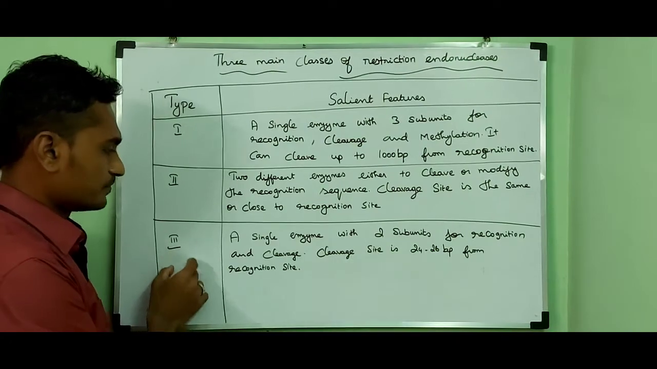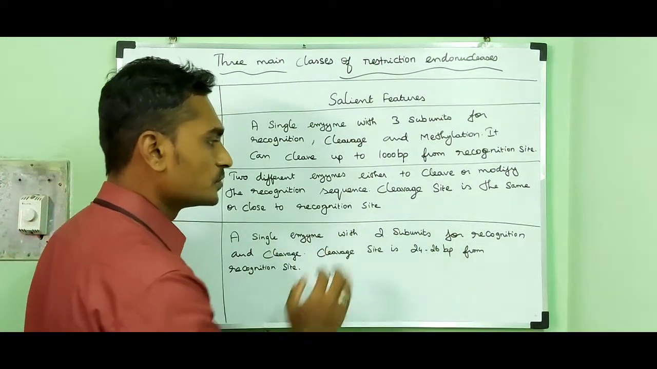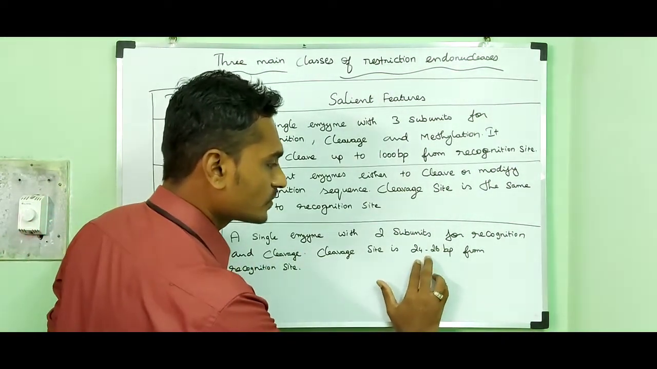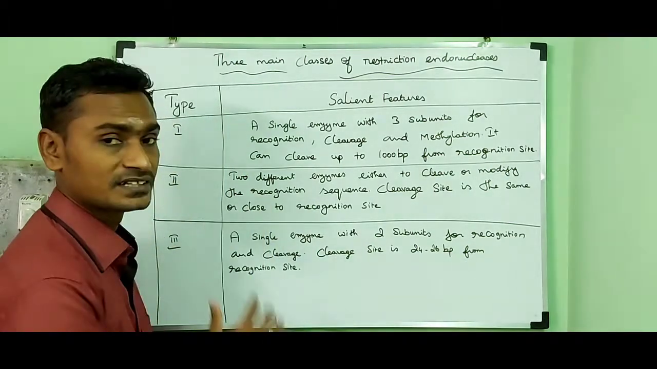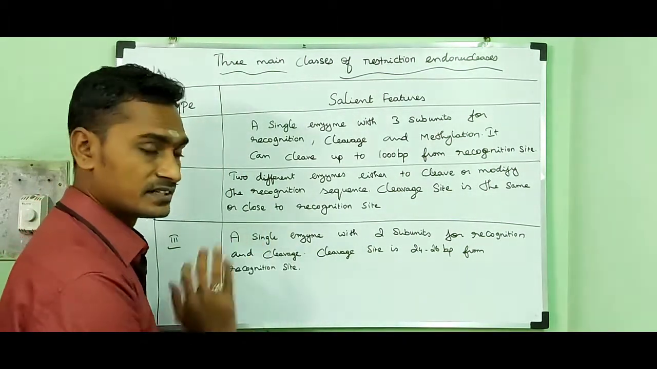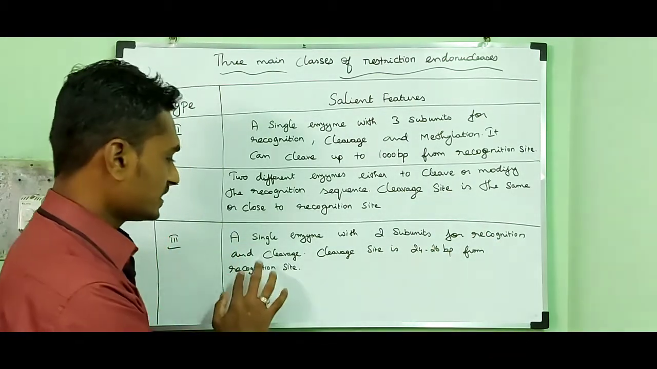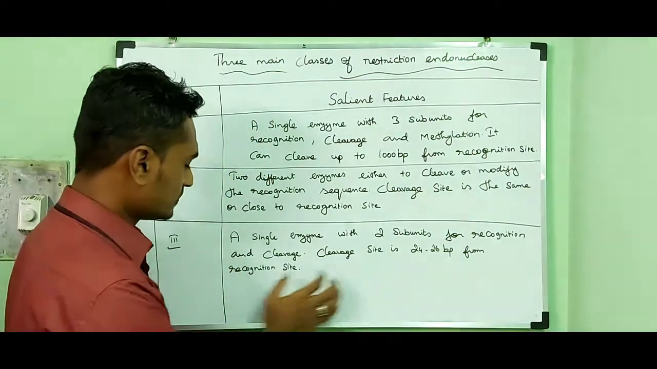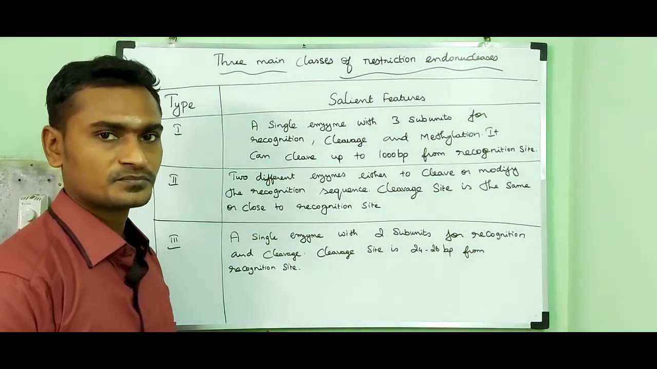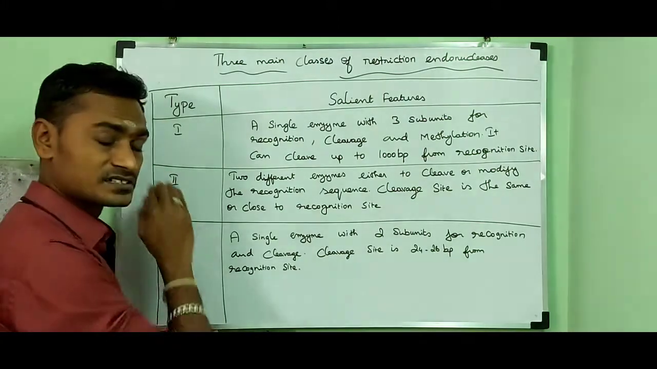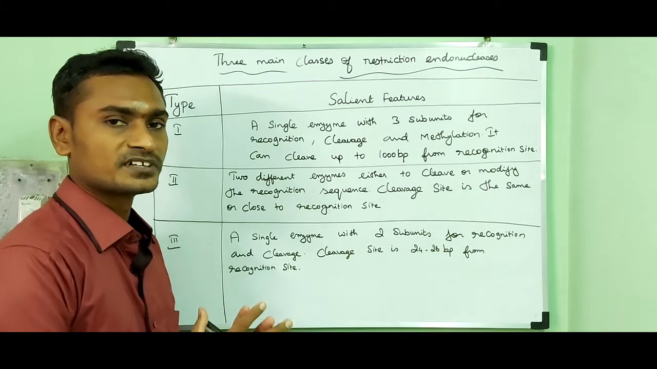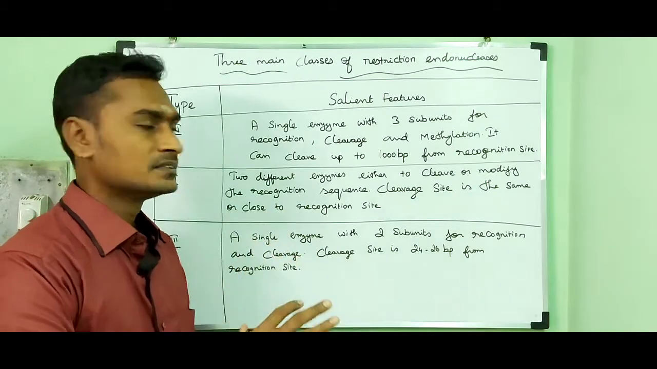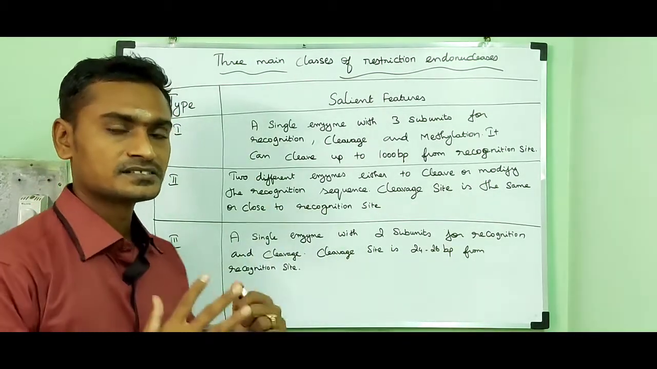Then type 3 is a single enzyme with two subunits for recognition and cleavage. The cleavage site is 24 to 26 base pairs from the recognition site. So the type 2 restriction endonucleases are more user friendly because they make the cut at the exact location, that is, the recognition site.